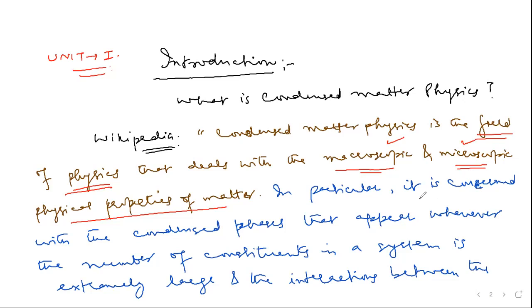And in particular, it is concerned with condensed phases. You know, matter has many phases. You know, the solid phase, liquid phase, gaseous phase. There's a phase called plasma. There are many phases. We have, for example, helium. It exists as helium first, helium second. There are also phases. So we have many kinds of phases of matter. Condensed matter physics deals with condensed phases that appear when the number of constituents in a system is extremely large and the interactions between the constituents very strong.